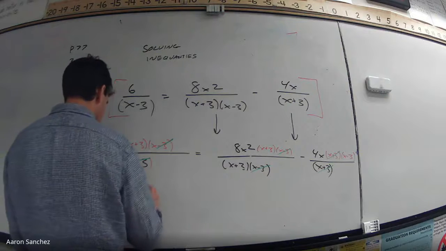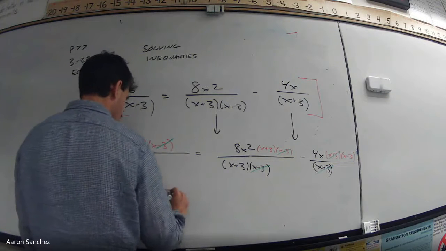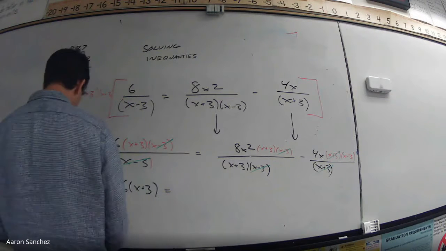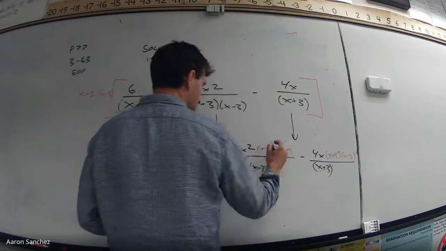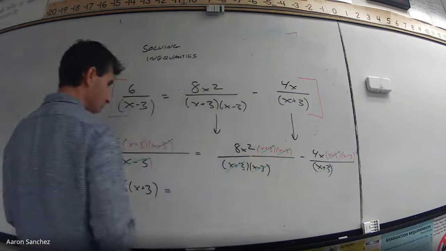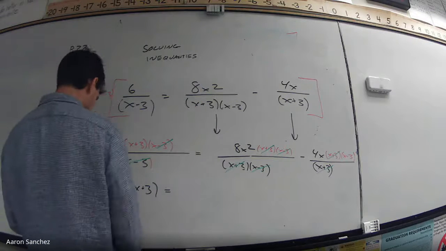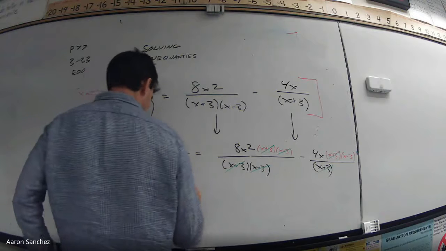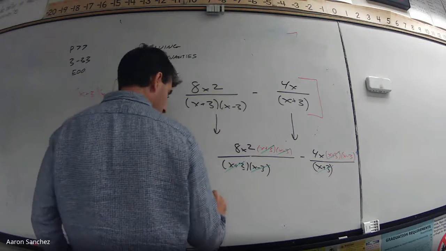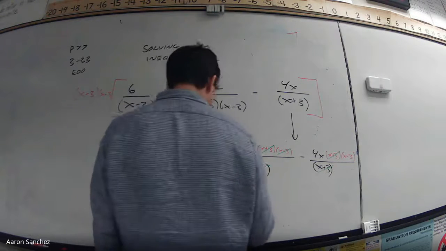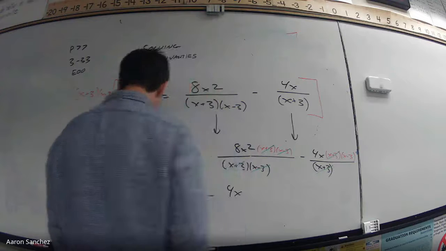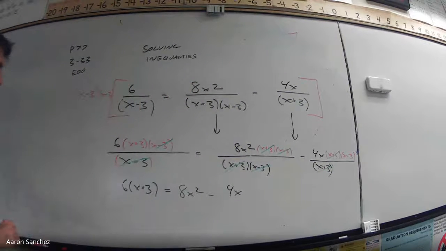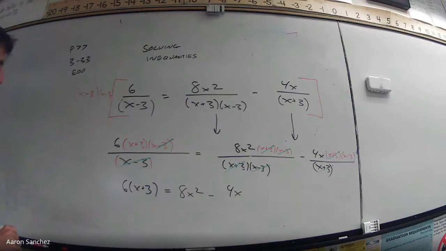6 times x plus 3 equals, whoops, forgot about this. x plus 3 cancels out too, right? The whole point is getting rid of those things. Equals 8x squared minus 4x.